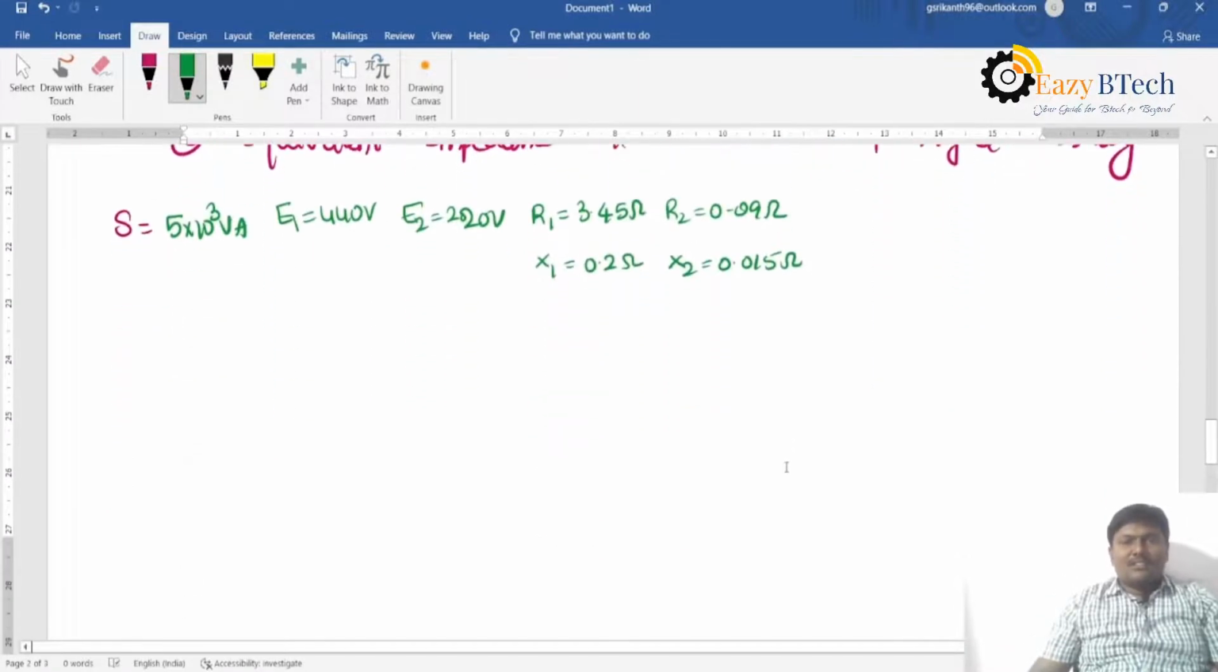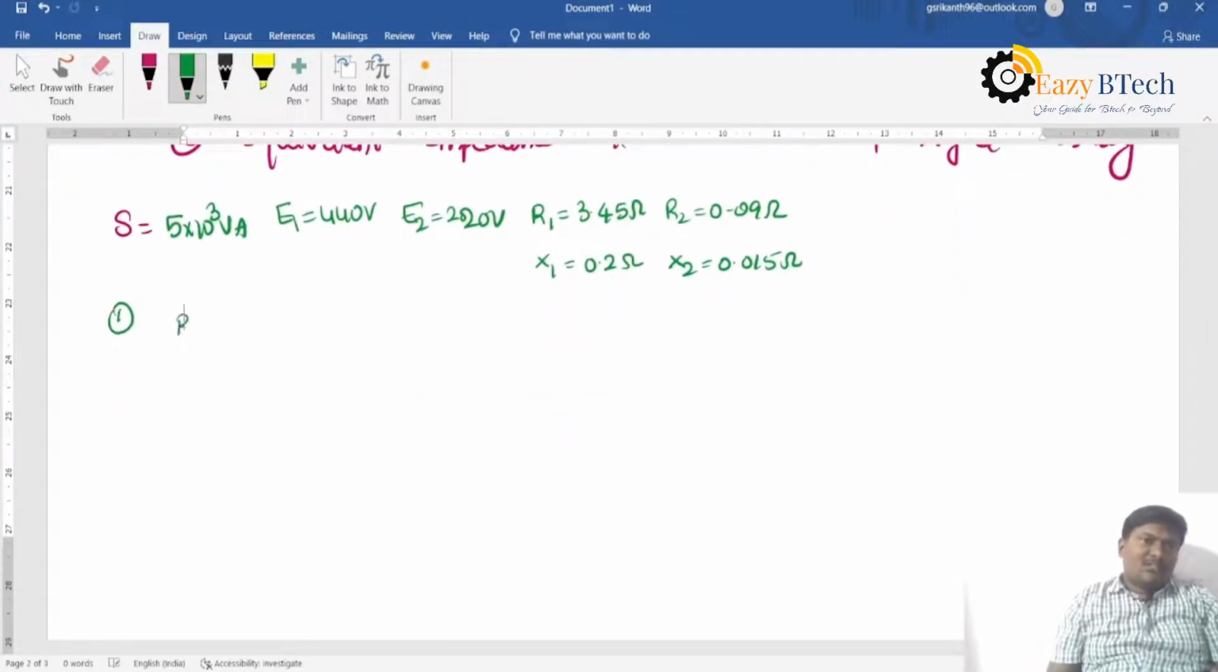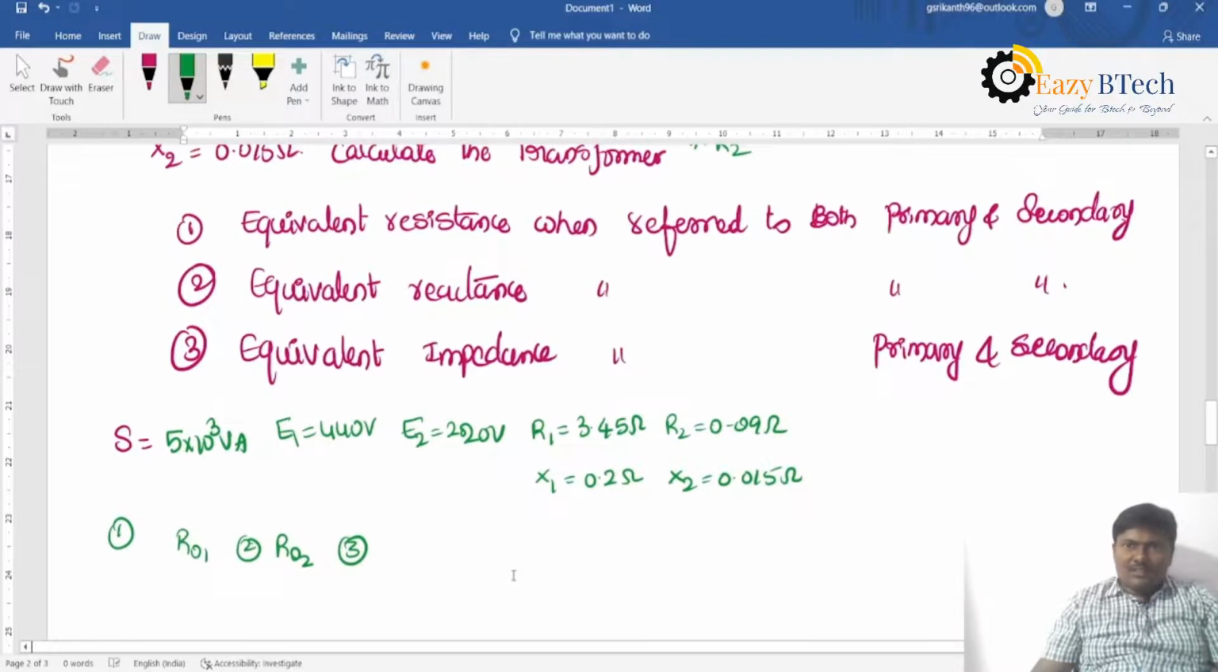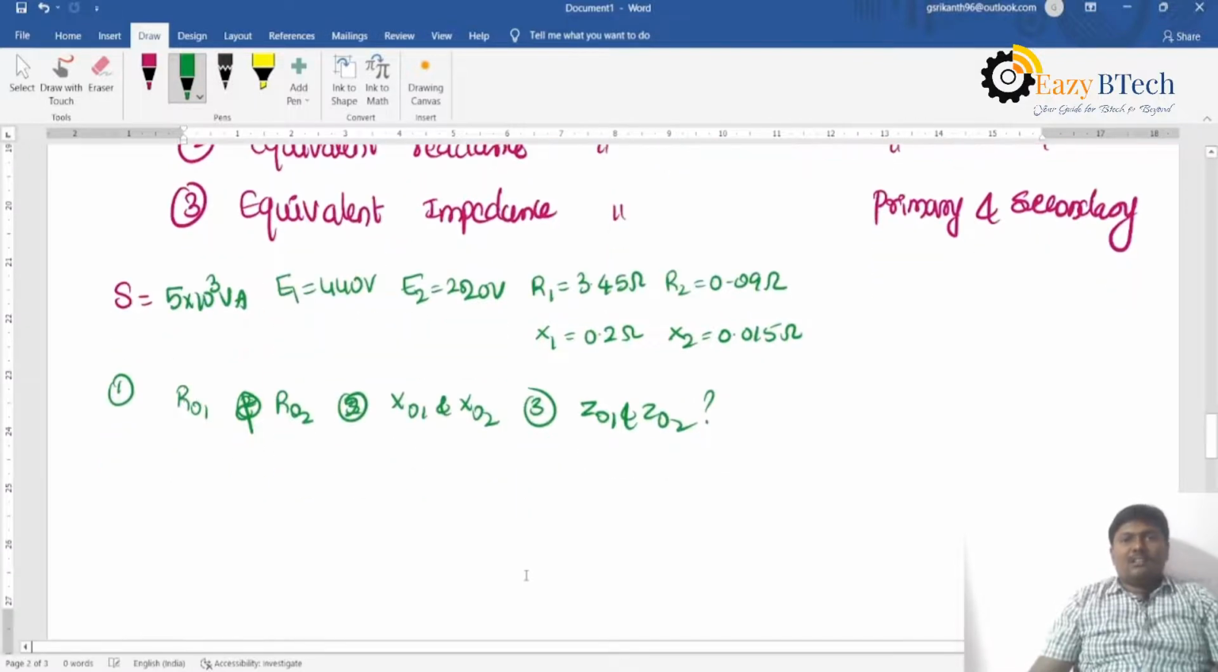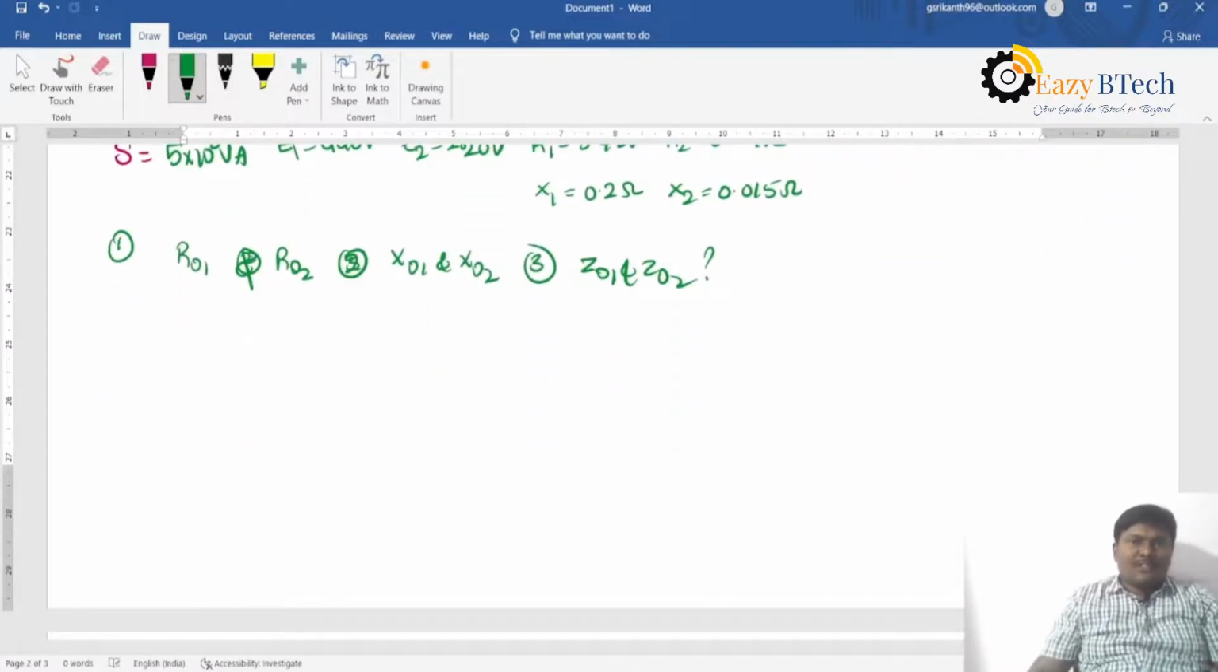He is asking what is R01, what is R02, total resistance when referred to primary and secondary, and X01 and X02, and one more, equivalent impedance Z01 and Z02. So all are unknown values. It's very simple.